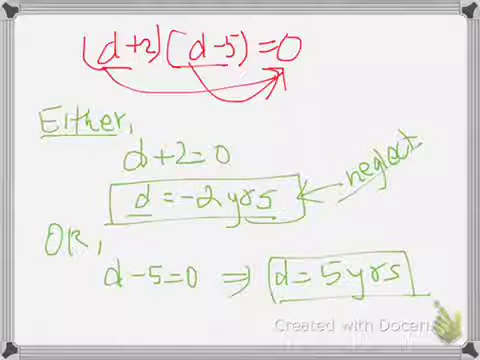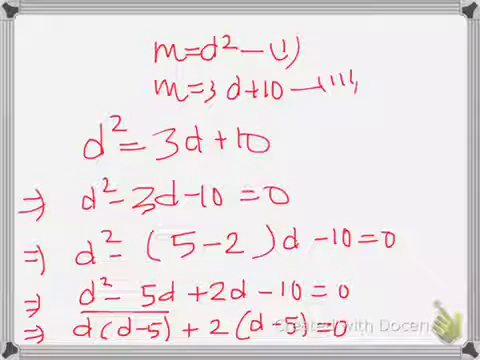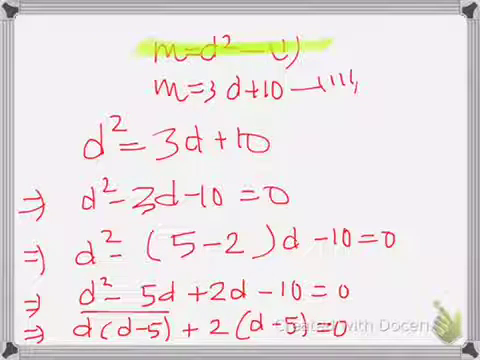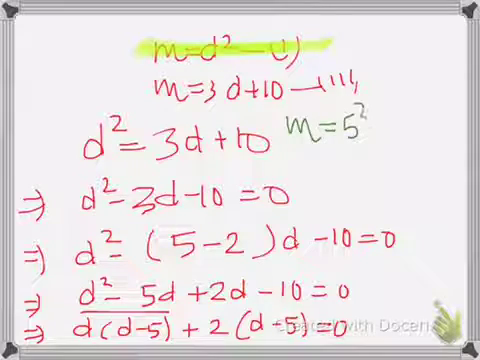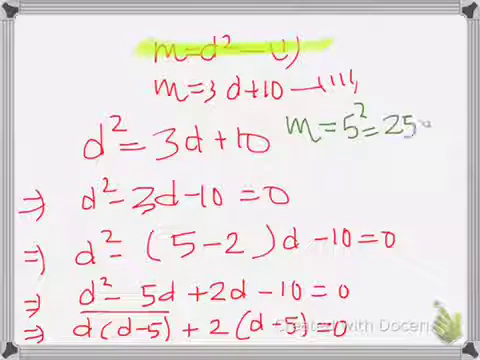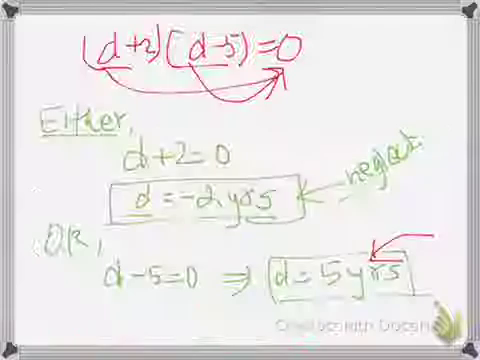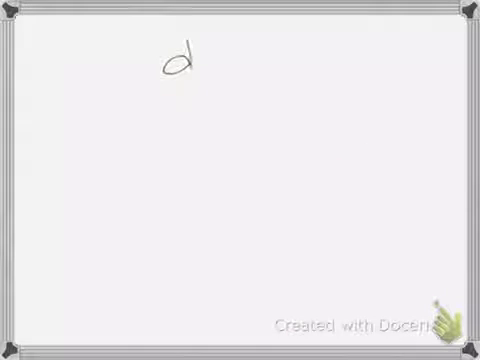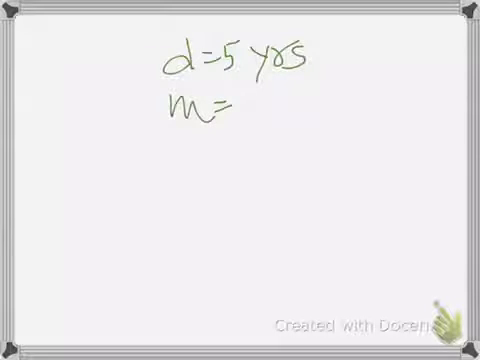Now when I substitute this value of d equals 5 years in equation 1, this gives m equals d squared, 5 squared, that is 25 years. So here we are. Daughter's age is 5 years and mother's age is 25 years.